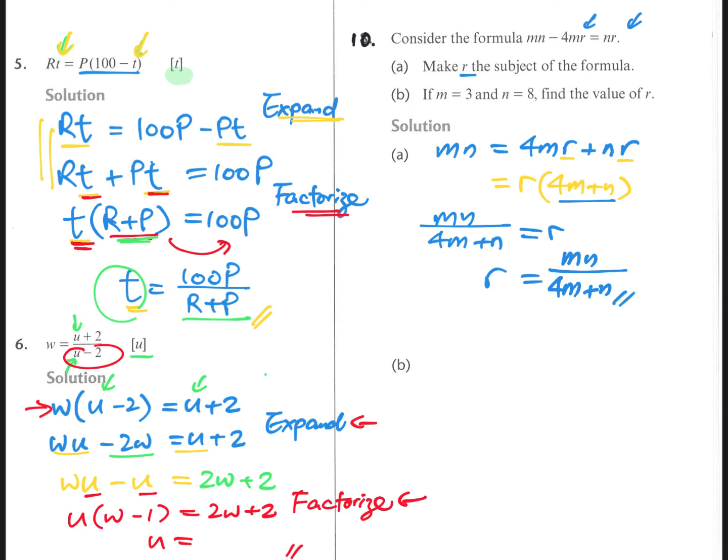The next part B will be very easy because you're doing substitution and we want to find the value of R. So that's why you start with putting m equal to 3, n equal to 8 into the formula, so you better remember to write the formula, which is mn divided by 4m plus n. For the rest of the calculation, I leave it as your work. It's very easy, trust me.